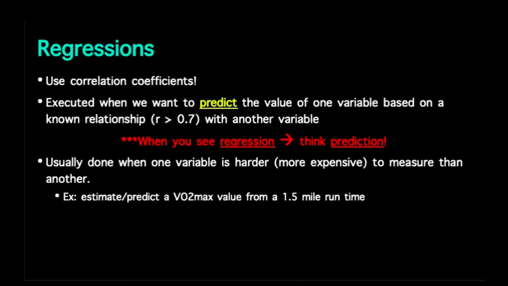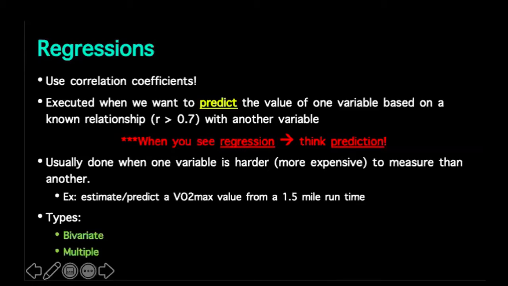So usually we will perform regressions when one variable is harder or more expensive to measure than another, right? So example, we could estimate or predict VO2 max values from somebody's 1.5 mile run time. I don't know if this is actually done or not, but VO2 max requires quite a bit of equipment and time and people, right? You also have to be nicely rested because if any of you have taken a VO2 max test, that is a hard test, okay? So again, the key here is that you want to be able to predict a certain variable, okay?